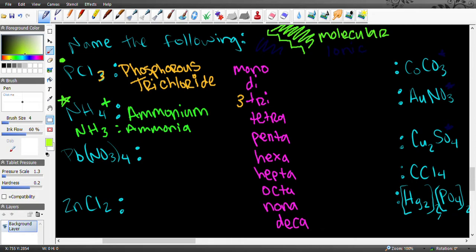So there's one carbon, so we'll just put carbon. And then so 1, 2, 3, 4, tetrachloride.